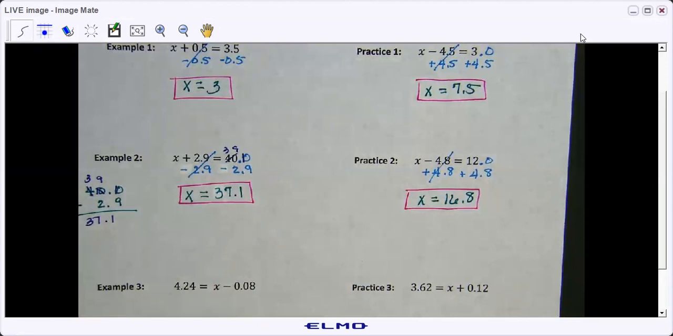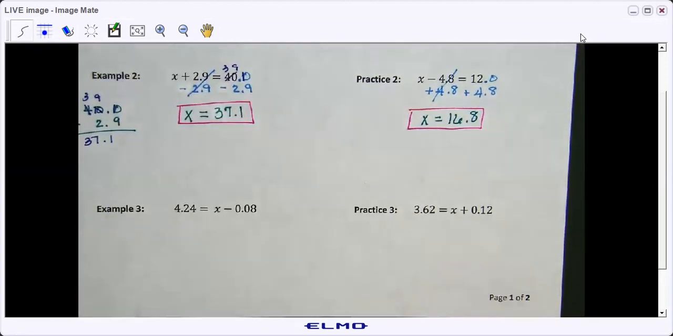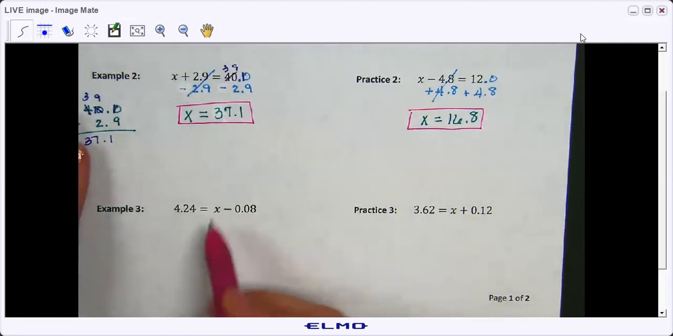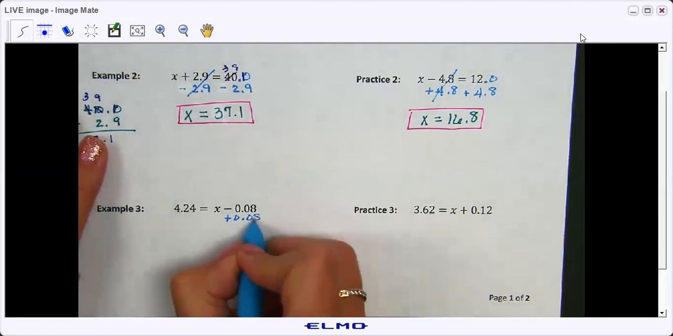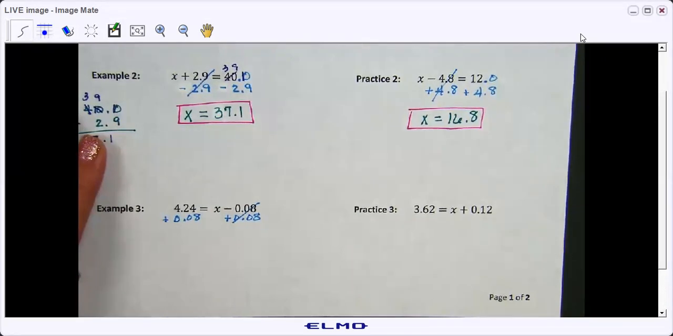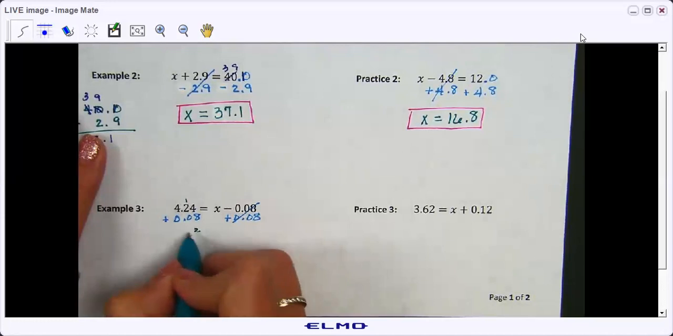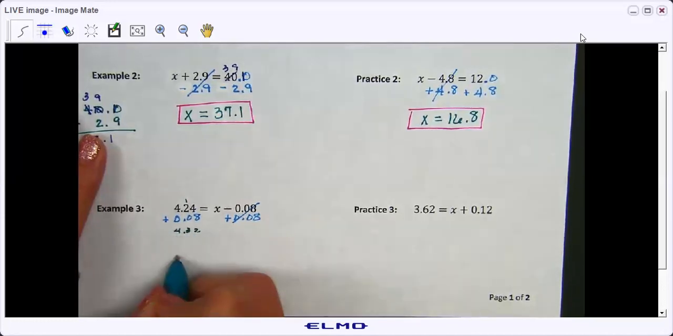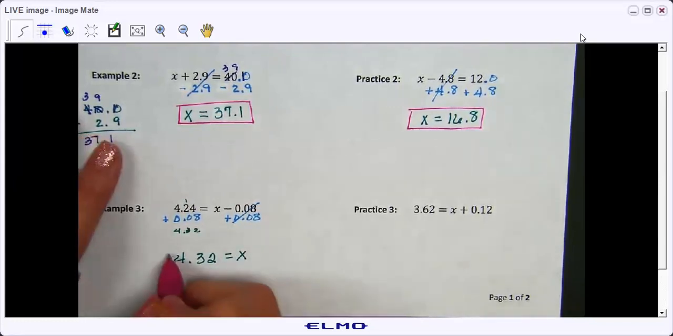I still think that these are ones that I would solve without clearing decimals yet. So on example 3, I'm going to add 0.08 to both sides. Okay. And I end up with 4.32 equals X. So check your answer for that one. And then I want you to do practice 3 on your own.